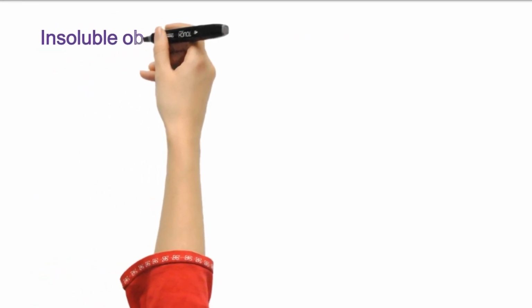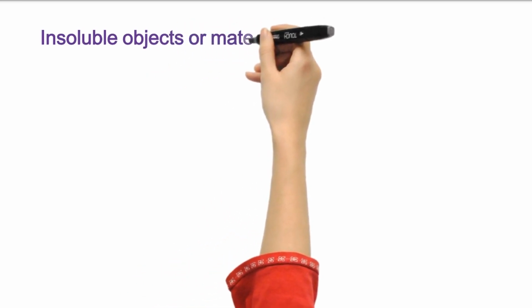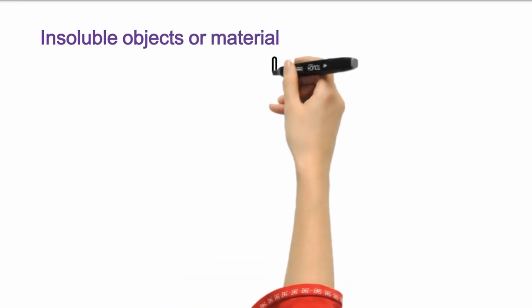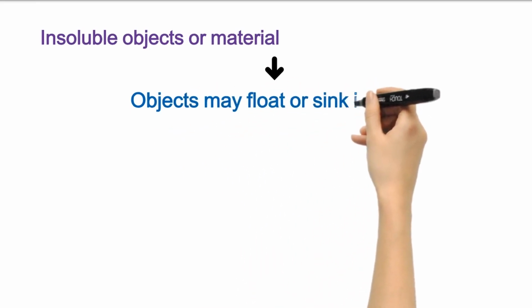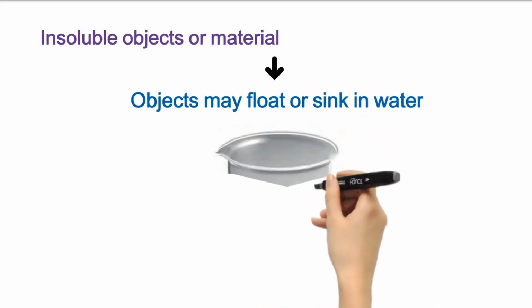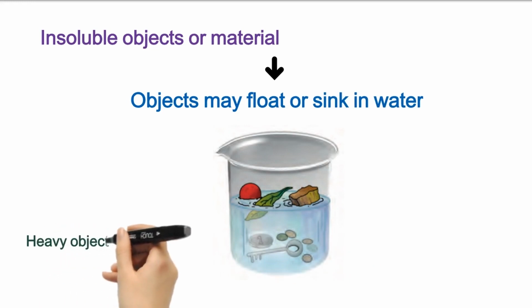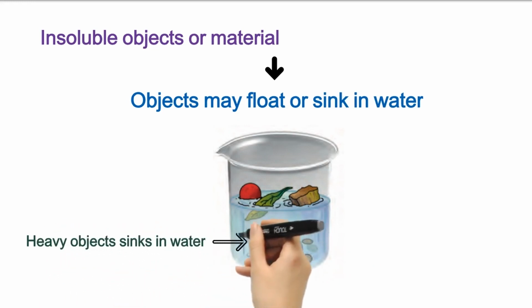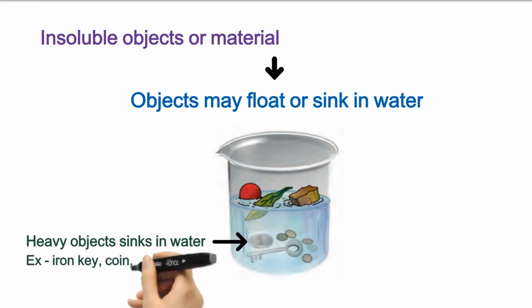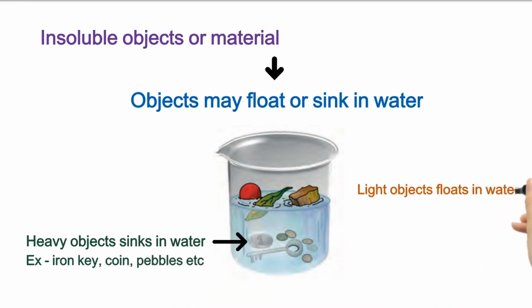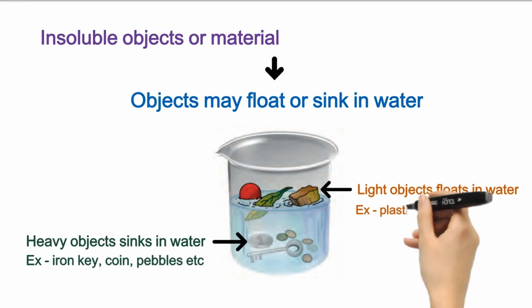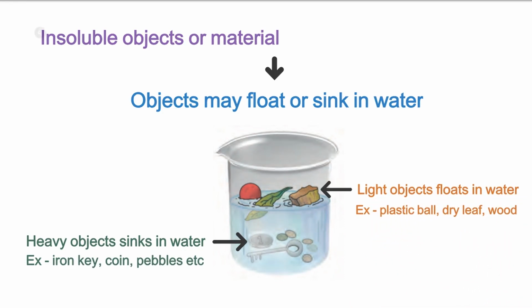The objects which are not soluble in water, that is, insoluble objects or materials, have the tendency in which objects may float or sink in water. Heavy objects sink in water. Example, iron key, coin, pebbles, etc. Light objects float in water. Example, plastic ball, dry leaf, wood, etc.